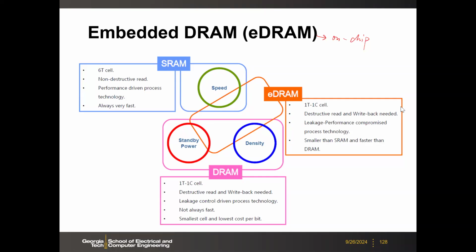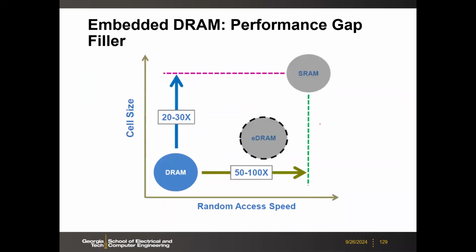So here the concept of embedded DRAM is to basically bridge the gap between SRAM and the off-chip DRAM. But this needs to be compatible with the logic process. This is the target space because there's a gap, right, between SRAM and DRAM in terms of the speed and the cell size. So eDRAM is trying to fit within this gap.